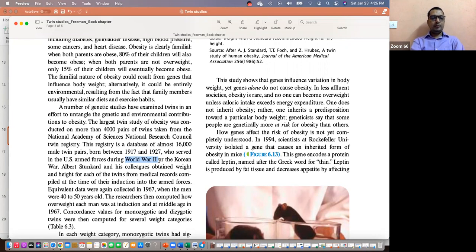So what they have done: people born in this 1917 to 1927 period, approximately the same period. As part of this study, they collected their data on height and weight during the recruitment into the military. They collected data twice, the first time during the recruitment process, maybe when they were about 20, 25 years of age.